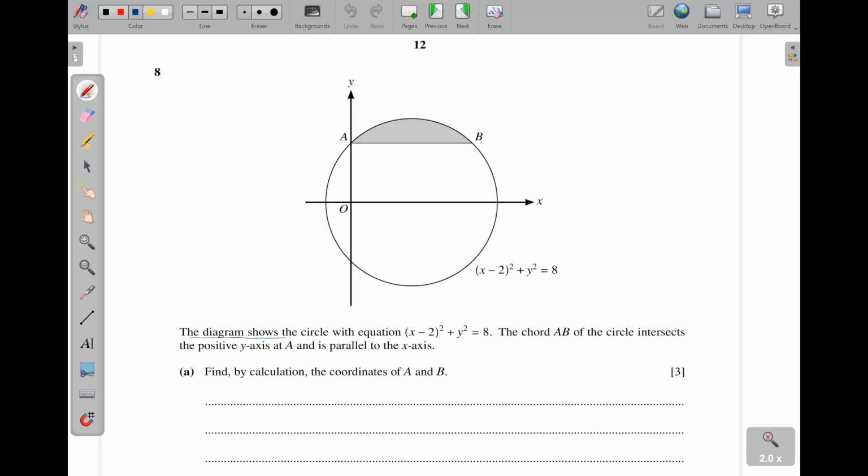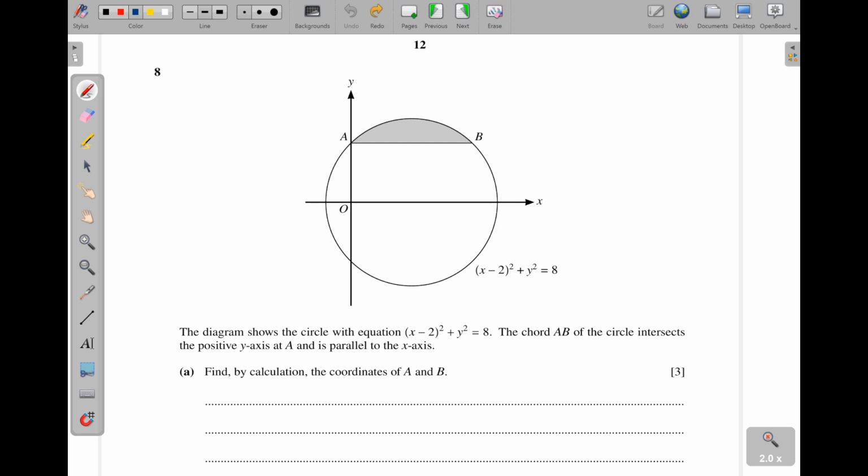Question 8. The diagram shows the circle with the equation, this one here. The chord AB of the circle intersects the positive y-axis at A and is parallel to the x-axis. Find by calculation the coordinates of A and B. Now that means I need to solve these two equations simultaneously.